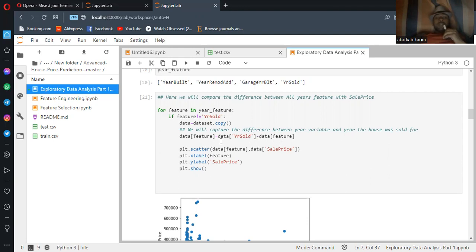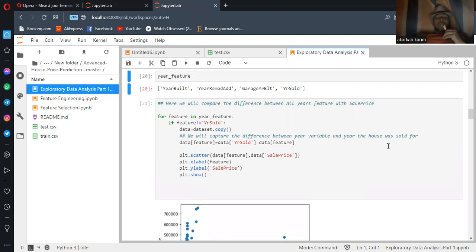The data feature equals data of year sold minus the data of this feature. Here we scatter these points with plt.scatter, data feature against data of sales price. I need to make a scatter plot between this data feature and the sales price. The x-axis is the feature, the y-axis is fixed and constant, the sales price, and we apply the show function.